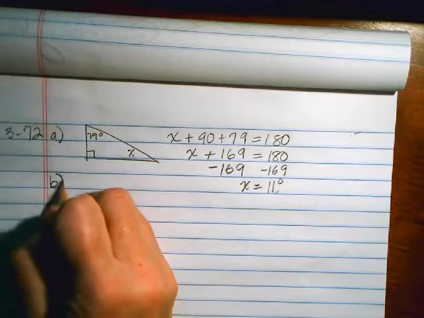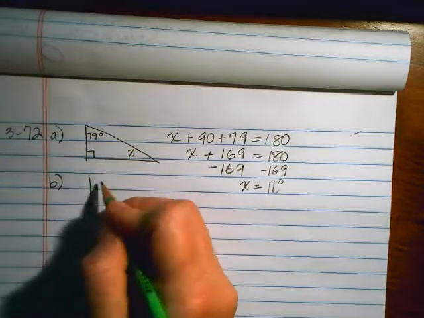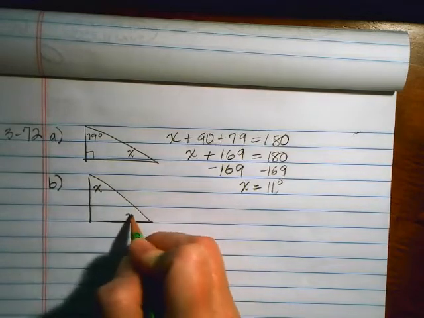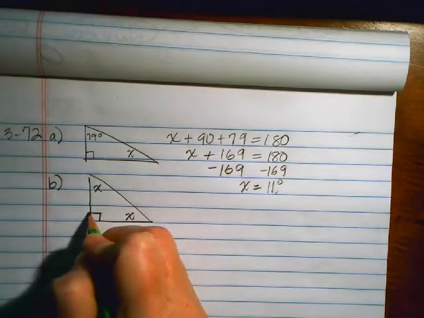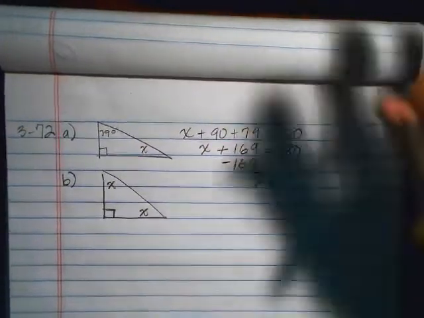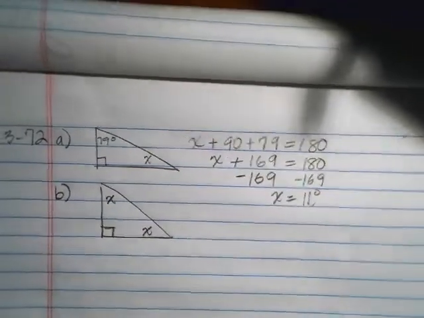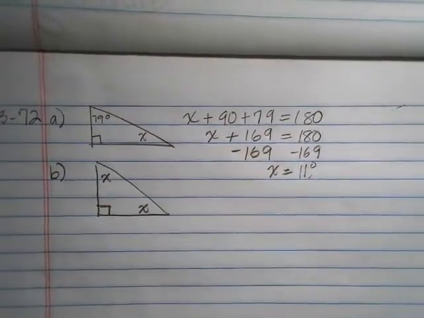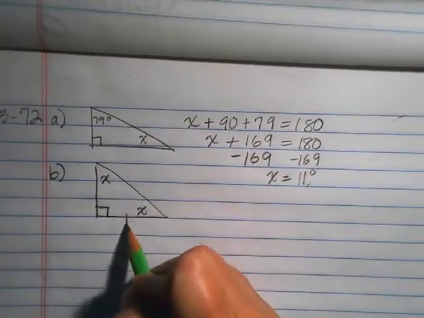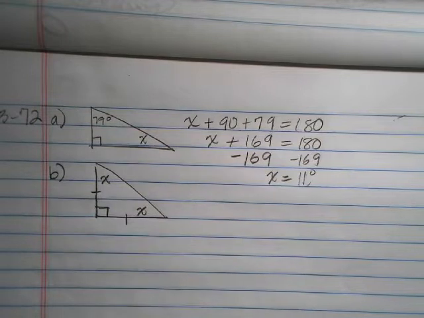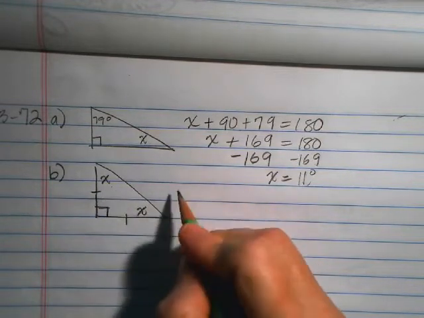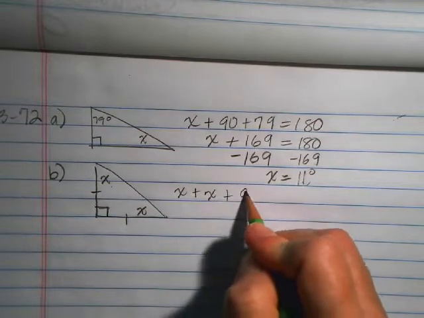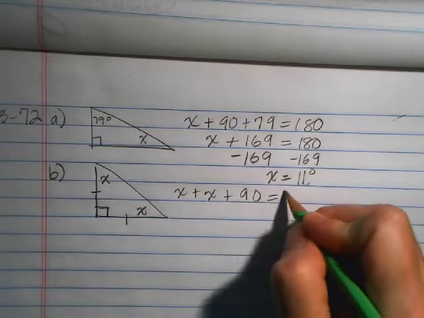Okay, part B. I see that these two angles are equal, which tells me this must be an isosceles triangle. When I have two angles that are equal in a triangle, or two sides that are equal, then it's an isosceles triangle. So I know these two sides must be equal, but we're just solving for the angle, so let's set up an equation. X plus x plus 90 equals 180.